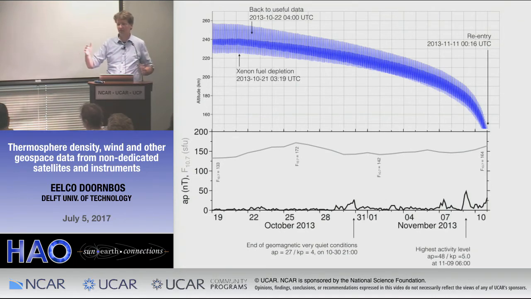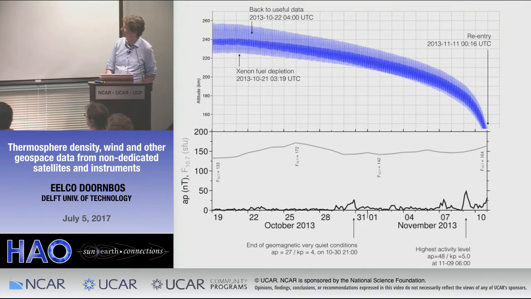GOCE is not that large. It's a couple of meters. For the space shuttle, you would reach this point at maybe 160 kilometers. There's of course a sort of transition between rarefied flow and continuum flow. But for GOCE, we estimated it would reach this point at 140 kilometers.